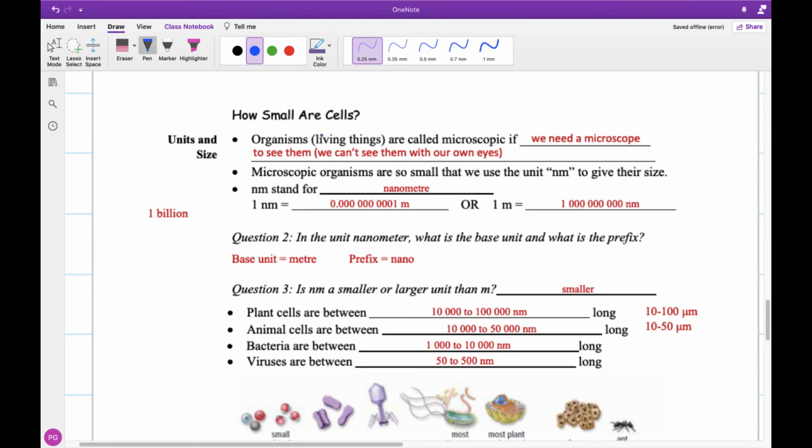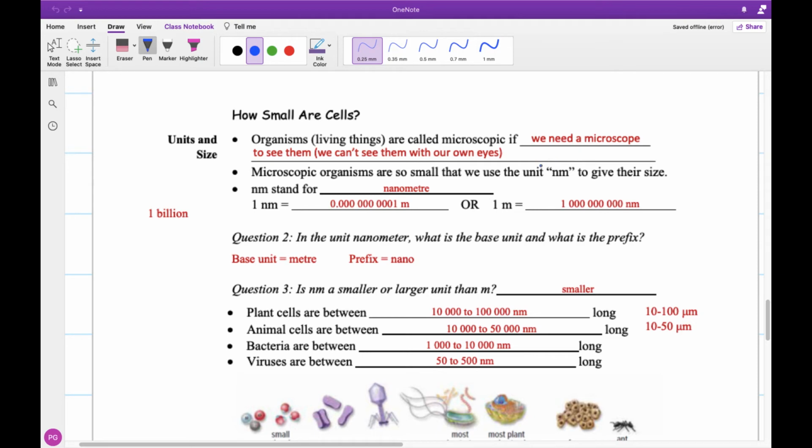The last thing we're going to talk about today is the size of cells. So organisms are called microscopic if we need a microscope to see them. In other words, we can't see them with our own eyes. Microscopic organisms are usually quite small.